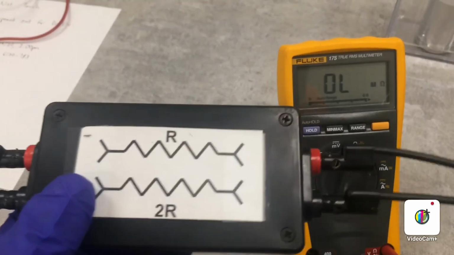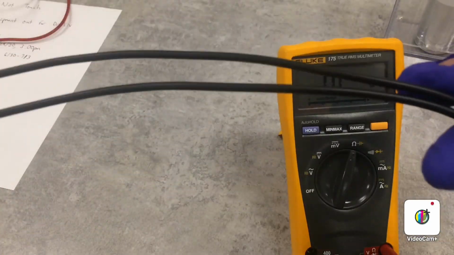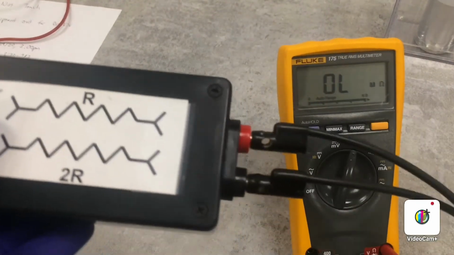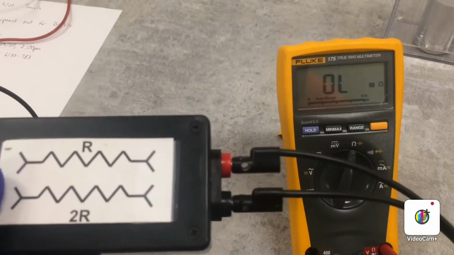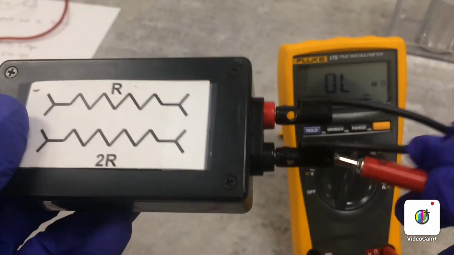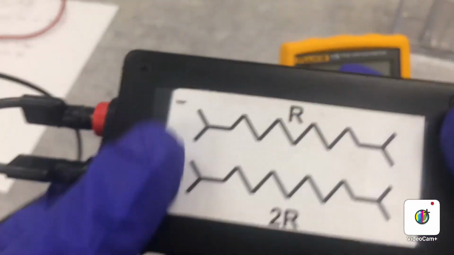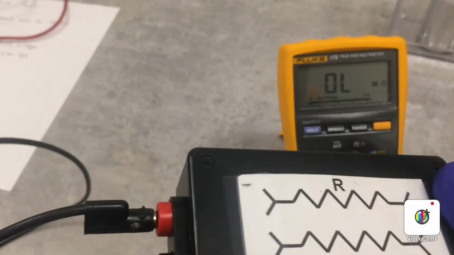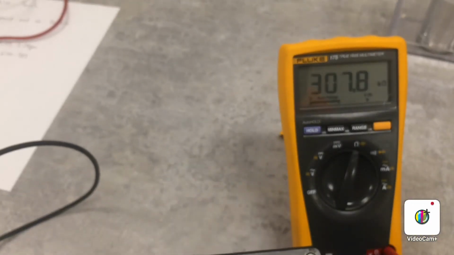Lastly, we can also find them in parallel. I've shorted these two terminals with a banana cable and those two terminals with a banana cable, and all I would need to do is to measure the resistance between any of these terminals and any of those terminals. We are back to kilo ohms.